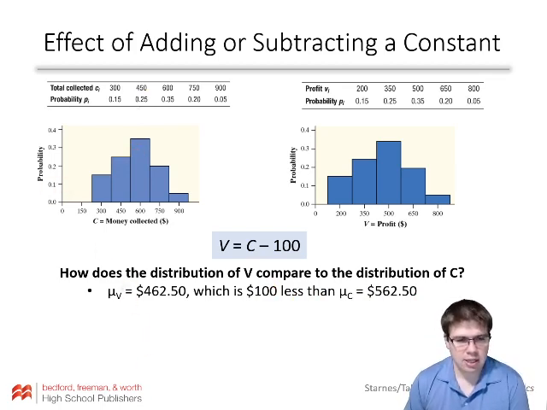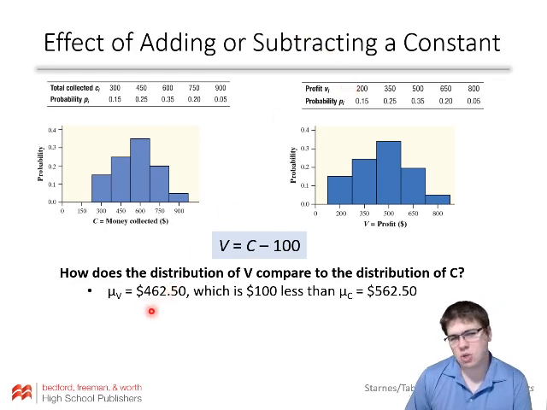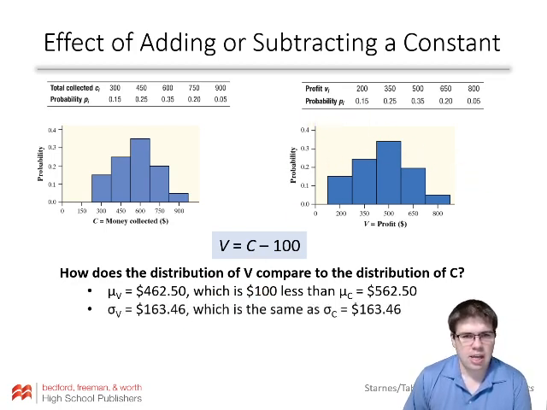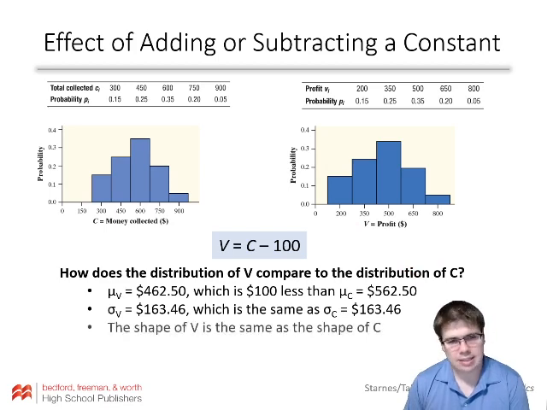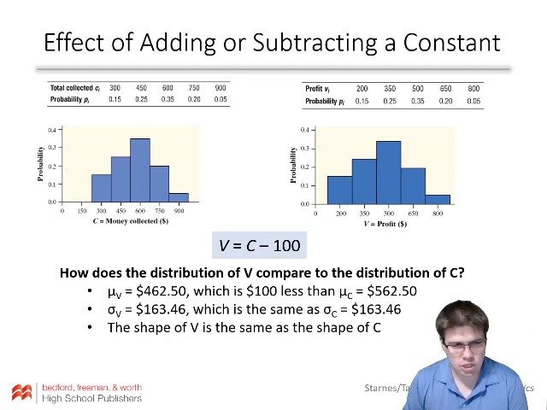Ultimately, not shocking. And then the standard deviation: if you do 200 minus this new mean, 462.50, squared, times its probability, and go through calculating that standard deviation, it turns out this 200 is 100 less and this 462.50 is 100 less, so those differences aren't any different. So the spread is no different. The standard deviation is exactly the same as it was before. The shape as well is the exact same. So the center changes if we subtract or add a constant, but spread and shape do not.